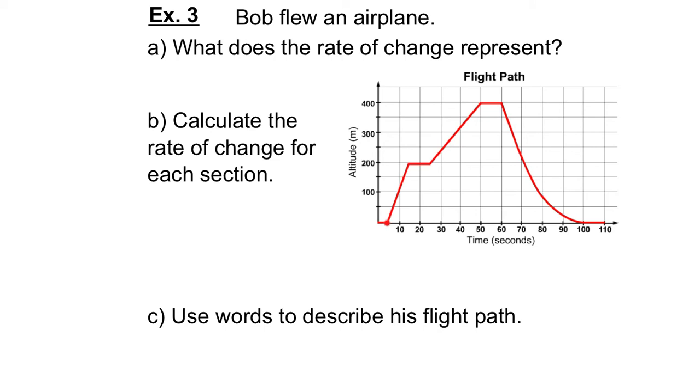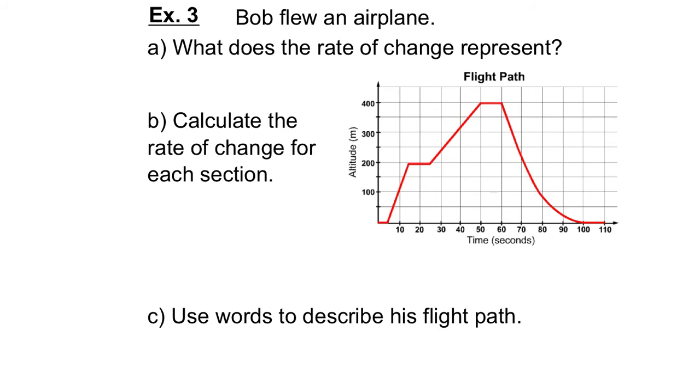And then after a few seconds, he starts to go higher and higher. Then he levels off, then he goes higher and higher again, levels off, and then he decreases gradually until he lands on the ground again. Okay, so that's just to give you an idea of what this graph is describing, but what does the rate of change represent? So we have to look at what units the rate of change would have.